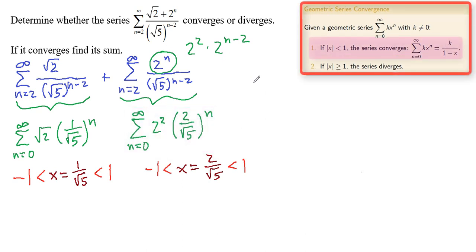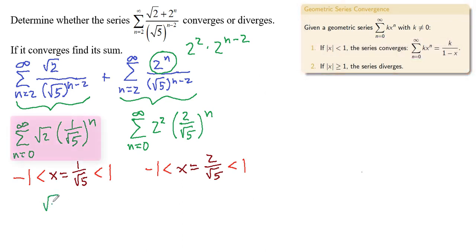And the theorem tells us what these series sum to, namely the square root of 2, which is our k for the first series, divided by 1 minus the x, which is 1 over the square root of 5. Perhaps we want to multiply through by the square root of 5 to get rid of the fraction within the fraction. And so this becomes the square root of 10 over the square root of 5 minus 1.